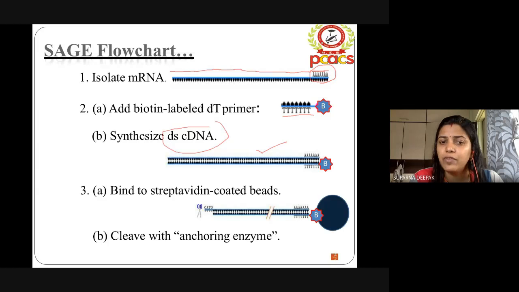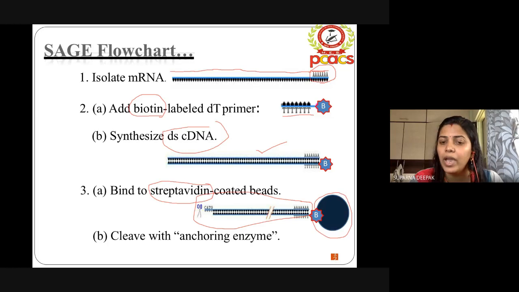Once that is formed, what is the use of this biotin? Why did we need biotin? Because biotin has an affinity towards streptavidin, which everyone knows. Biotin and avidin have an affinity towards each other. So now you will have streptavidin-coated beads, beads on which your streptavidin is present. Streptavidin can go and bind to this biotin. So what will happen is that this entire cDNA will get bound to this particular bead.